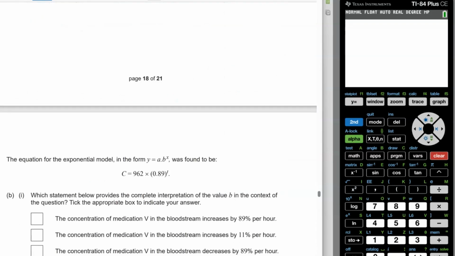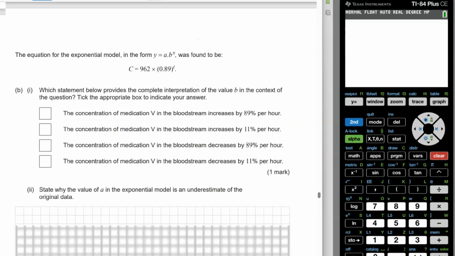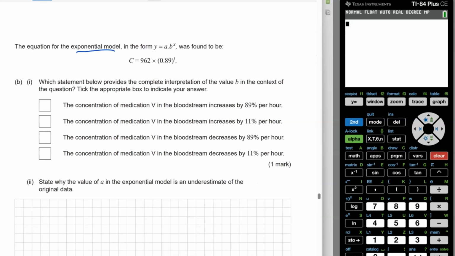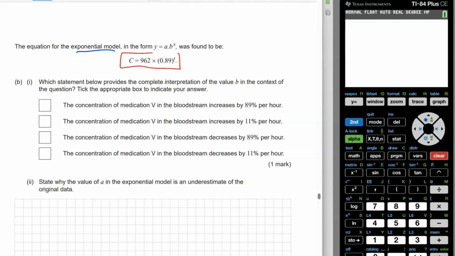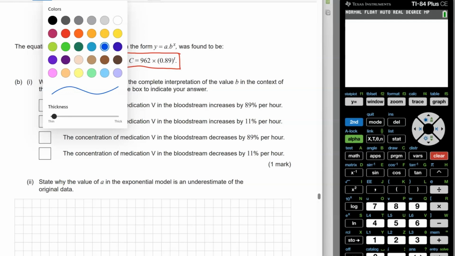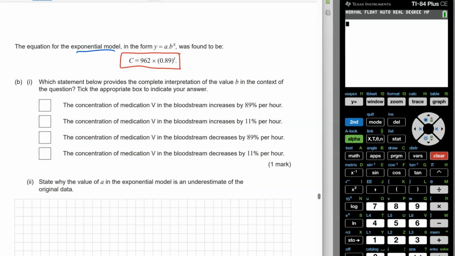So then the next part of the question is this one here, where they've decided to fit an exponential model to the data. And let me just get my red pen. This is the one that we've got. So C is equal to 962 times 0.89 to the power of t. There's a bit of a multiple choice question here, and it's asking you to interpret the value of b in the context of the question. So b is this one here.